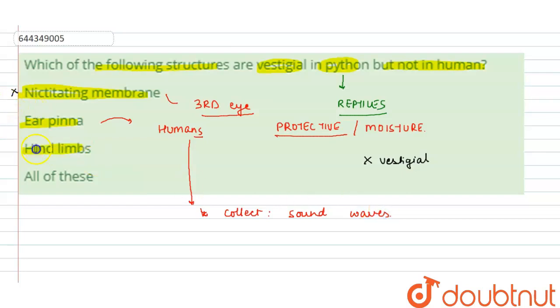Next one is the hind limbs. Now in the case of reptiles like python, the hind limbs are present, but they are non-functional. Why? Because reptiles creep on the land, and the hind limbs have become vestigial in the python. But if you talk about human beings, then we walk via our hind limbs. Hind limbs are lower legs that are present in human beings, and they are not vestigial. They are very, very useful. So the answer for this question will be hind limbs.